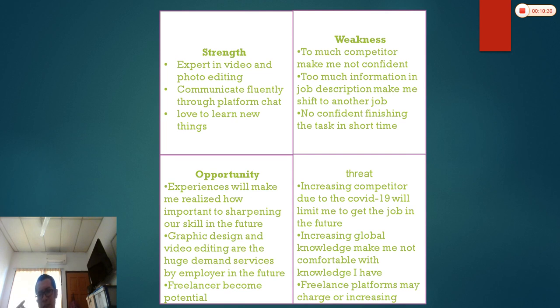So I need capital, or my money, in order to bid for the job. Who knows, in the future maybe freelance platforms will impose a charge in order for you to bid for the project or the contest.